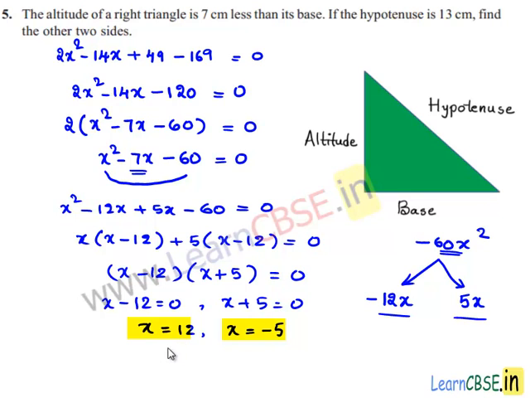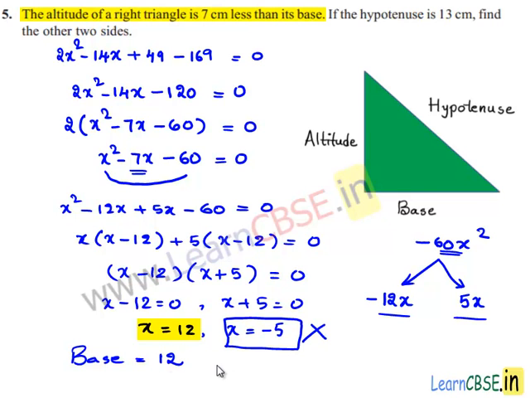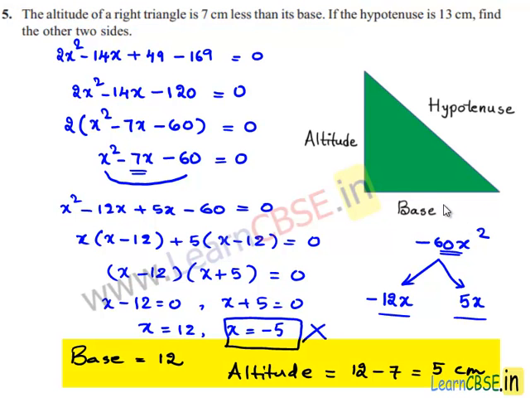Since x is a length, it can never be negative. So x = −5 can be ignored. So x is equal to 12. That is, base is equal to 12. And altitude is x − 7, which is 12 − 7, that is equal to 5 centimeters. So base is equal to 12 centimeters and the altitude is 5 centimeters.